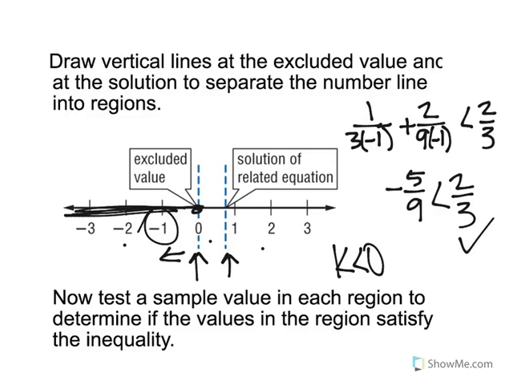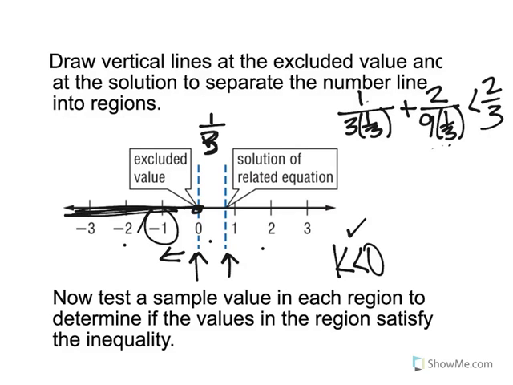Now we're going to try a k value that's in between 0 and 5/6. So for instance, we can use 1/3. Doesn't matter which one you use, just make sure it's between 0 and 5/6. So if you were to plug that into your calculator, you would get 5/3 is less than 2/3, which is not true. So this middle section cannot be a solution to my inequality.